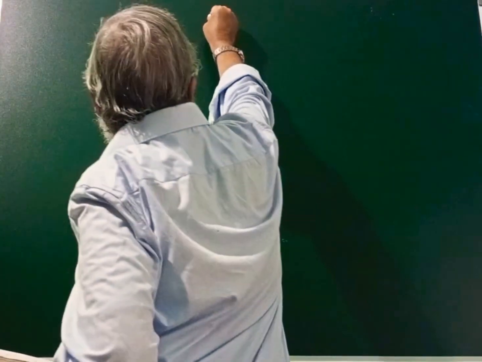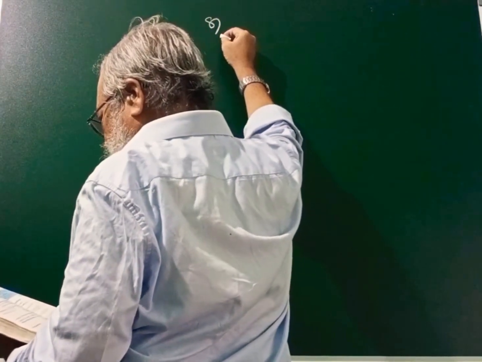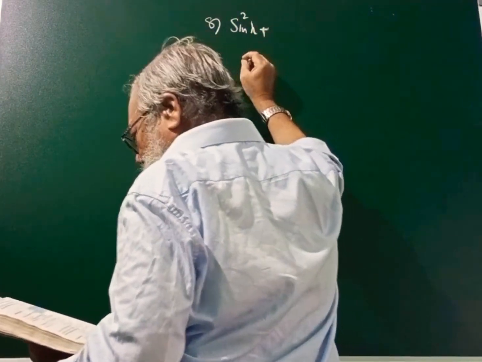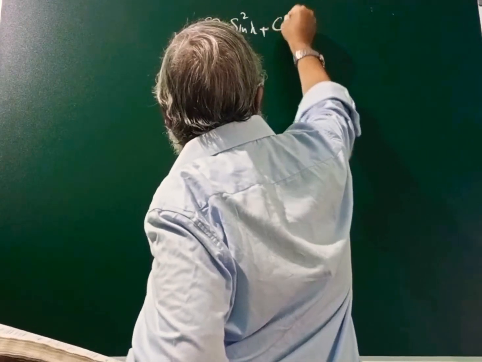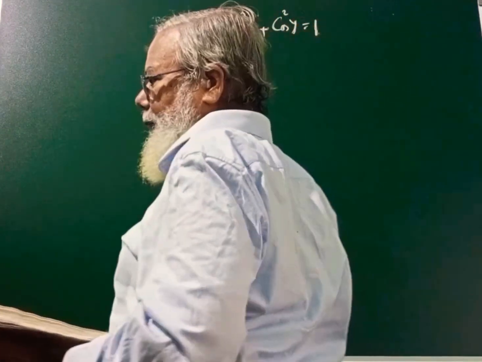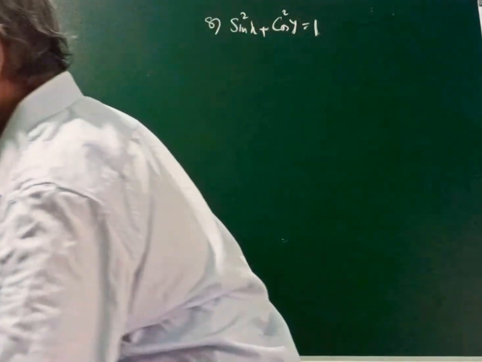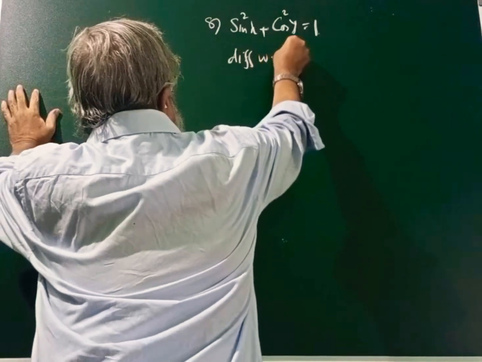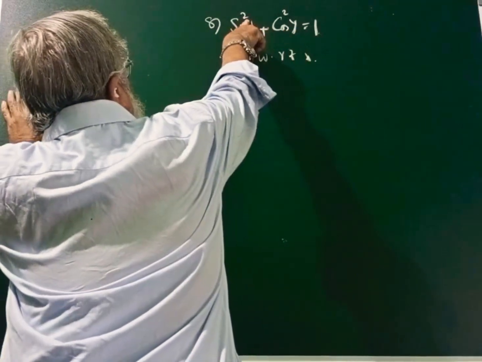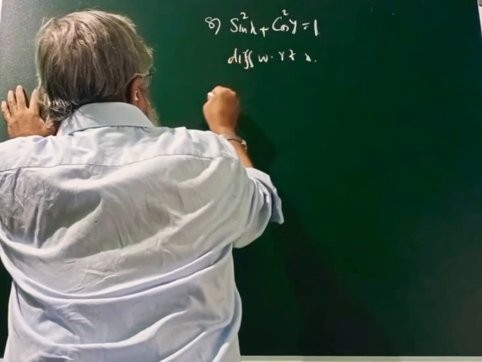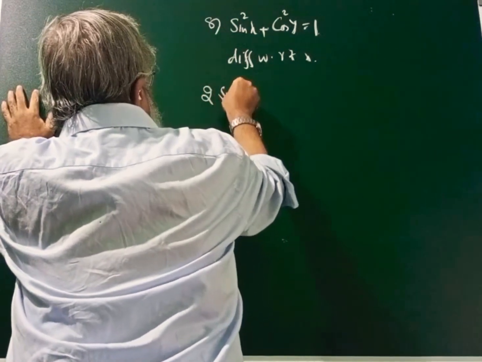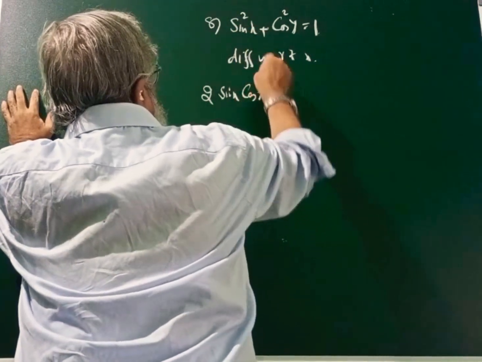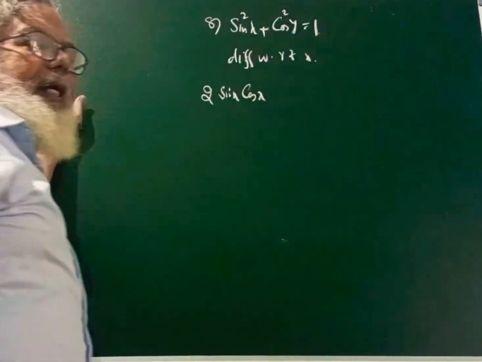Find dy by dx. sin square x plus cos square y is equal to 1. Now, again differentiate with respect to x. First, differentiation with respect to the power: differentiation of sin square x is 2 sin x, differentiation of sin x is cos x, and differentiation of x with respect to x is 1.